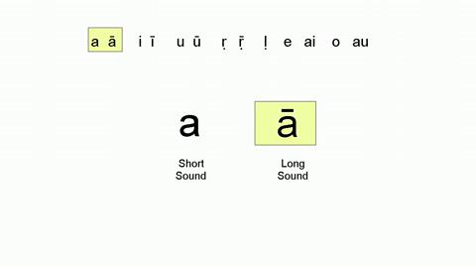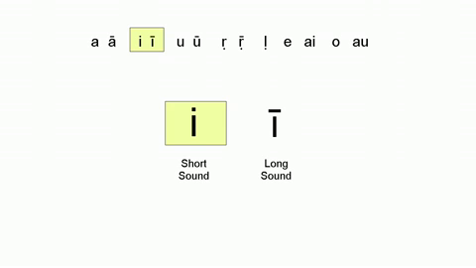Let's move on to the next pair of vowels, and they are sounded as follows. I, E. A vowel letter with a bar over it or a line over it is always going to be long. I'll say them one more time. I, E.